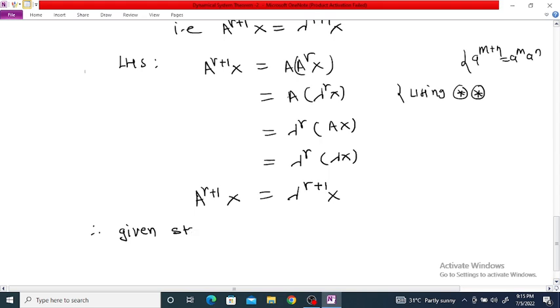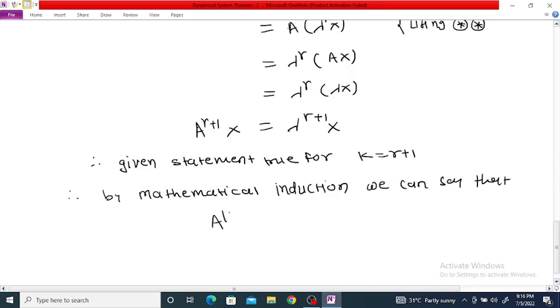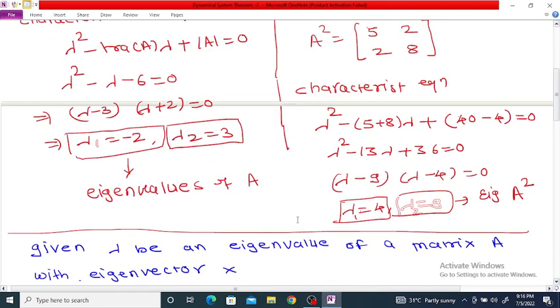The given statement is true for k equal to r plus 1, and therefore by mathematical induction we can say that A raised to k x is equal to lambda raised to k x. That is, the result is true for every natural number k, and this is what we wanted to prove, that A raised to k x is equal to lambda raised to k x.